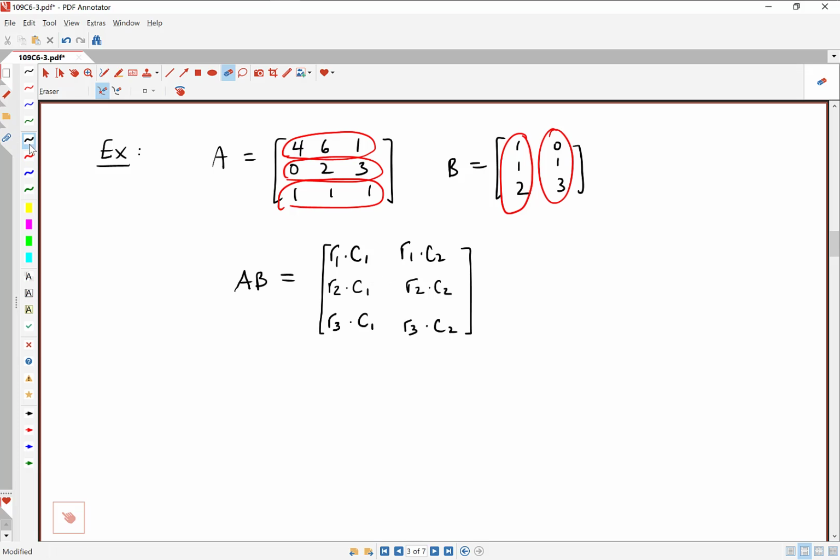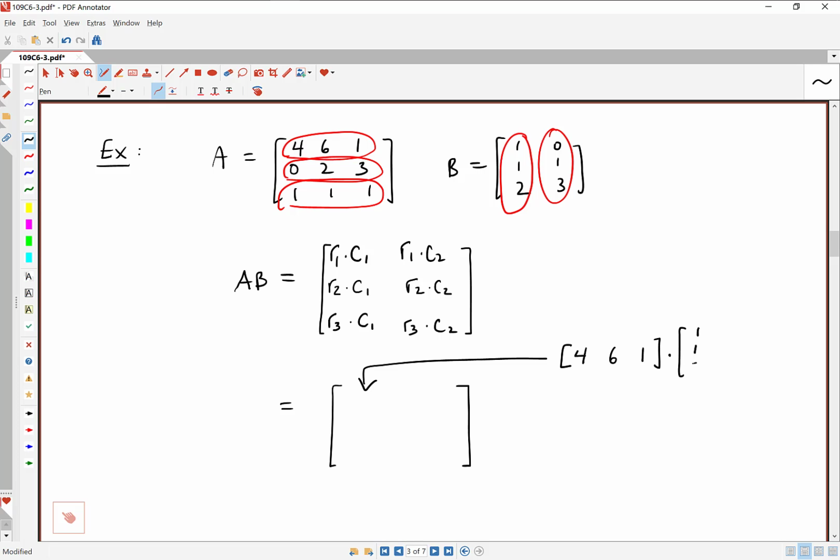All right, so let's try some calculations. We'll get a bit more practice with our dot products. So what we're going to do here is calculate the 6 different numbers. So when we look at this top left entry here, that's row 1, column 1. So we're taking row 1 of A, and we're doing the dot product with column 1 of B. Okay, so let's figure out our dot product.